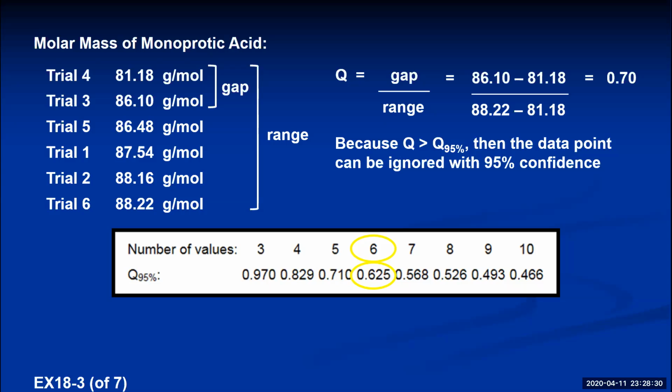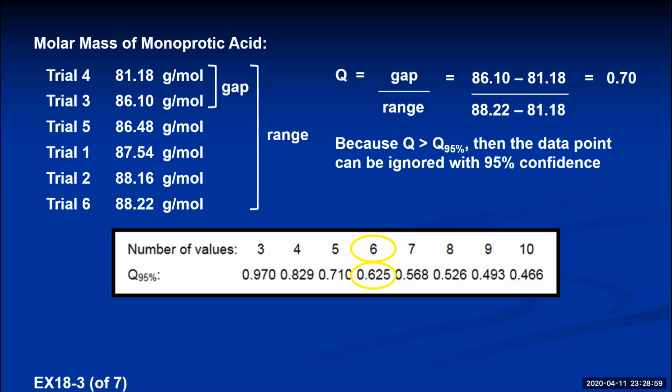So because our Q value that we've calculated is greater than the Q95, that technically means that the data point can be ignored with a 95% confidence level that we're throwing it out because it was probably made by a gross error. There's actually a 5% chance that there was no gross error and we should include it. But we usually statistically like to look at a 95% confidence level. So in this case, we would be able to throw out the 81.18 grams per mole.